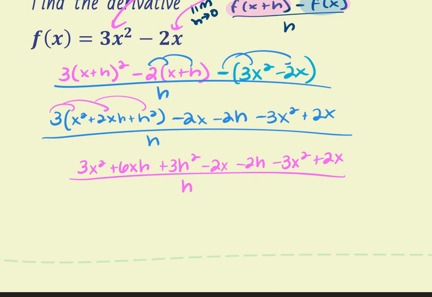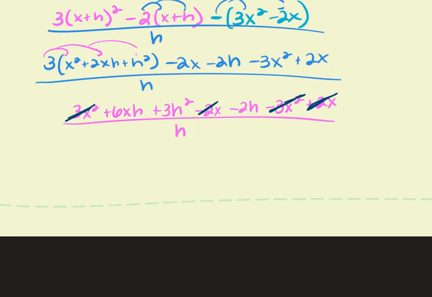Cancel out the things that don't have the x or the h on them. So 3x squared cancels with negative 3x squared. Negative 2x cancels with positive 2x. And I'm going to go ahead and divide my h's in. h cancels here, here, and here. I'm left with 6x plus 3h minus 2.